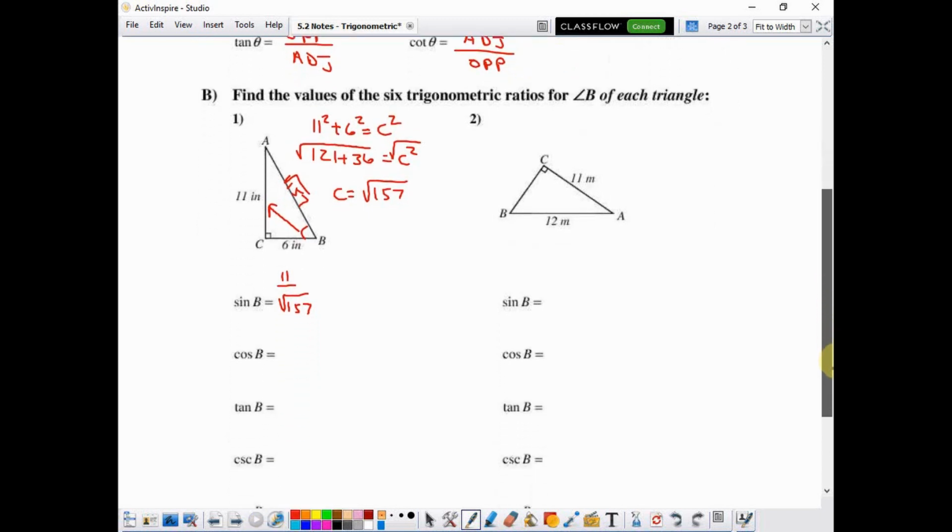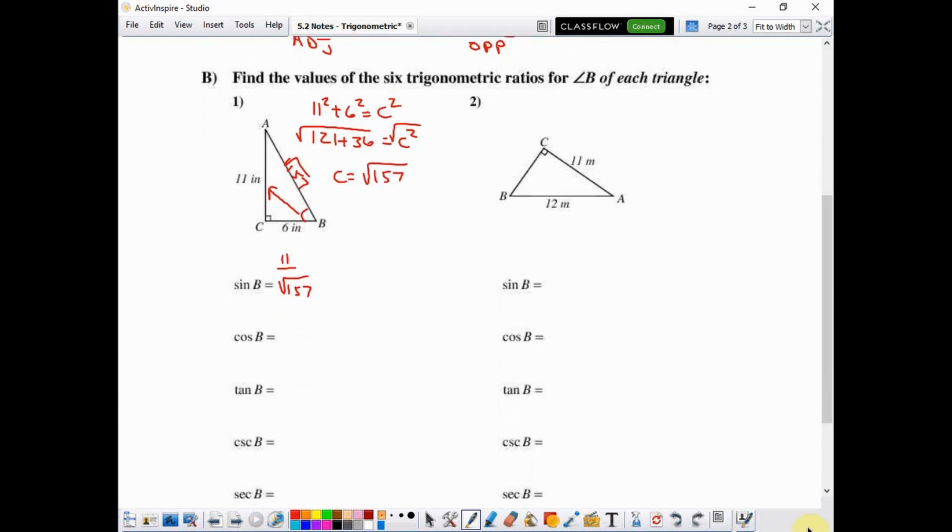Now by rule, we can't leave a radical in a denominator. There's no irrational numbers allowed by rule in a denominator. So we're going to multiply top and bottom both by the square root of 157. So that's going to give us 11 times the square root of 157 over 157. So that is the value of the sine ratio.